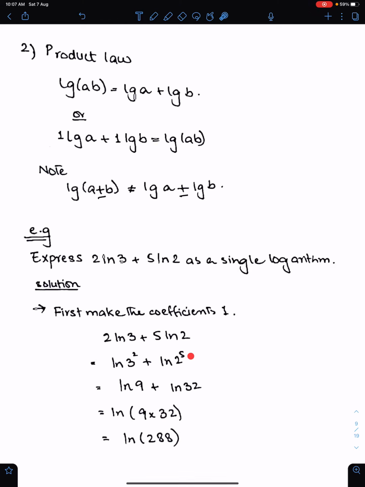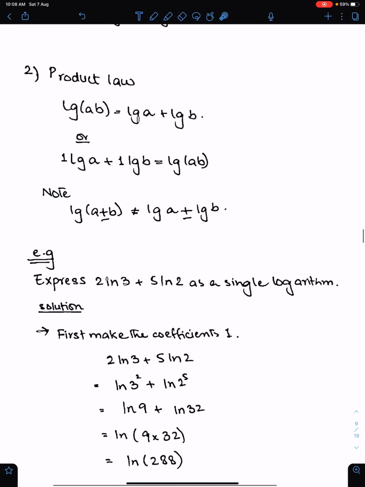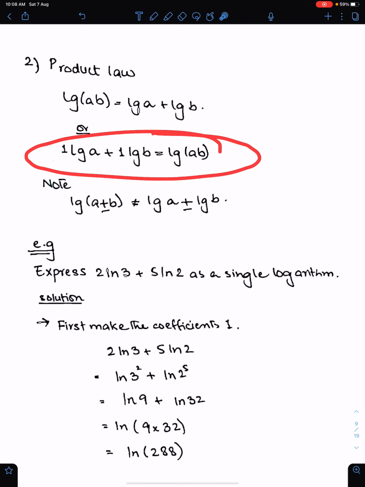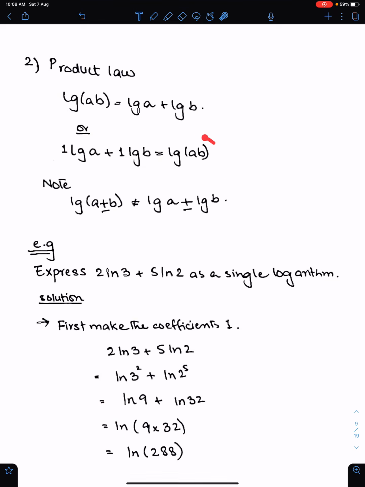Now get the simplified form. So we have ln 9 and ln 32 because 3 square is 9 and 2 power 5 is 32. Now you have to use this form. So we can write this as ln of 9 times 32, which is ln 288. So this is the way to use the reverse form of the product law. First make the coefficients 1 with the help of the power law, and then you can use the reverse form of the product law.